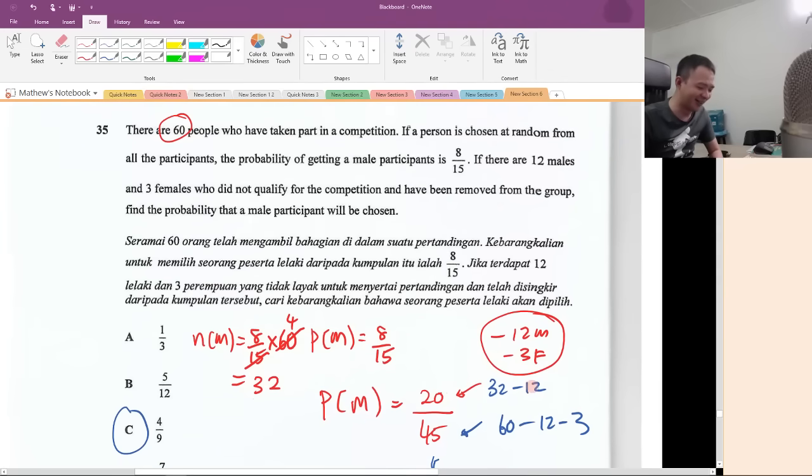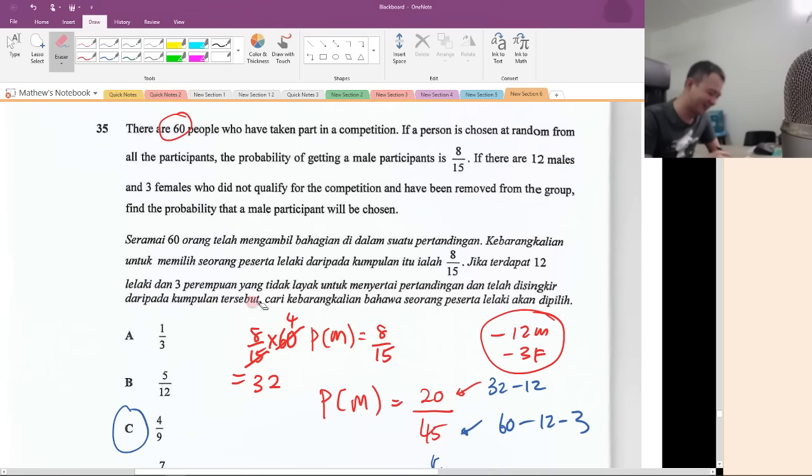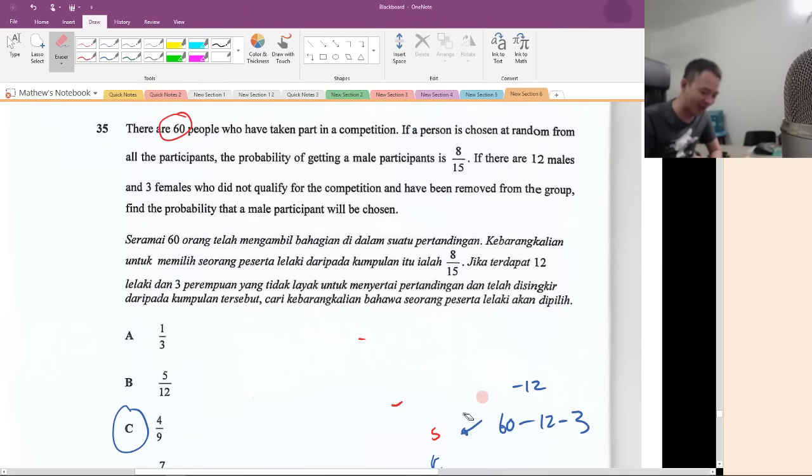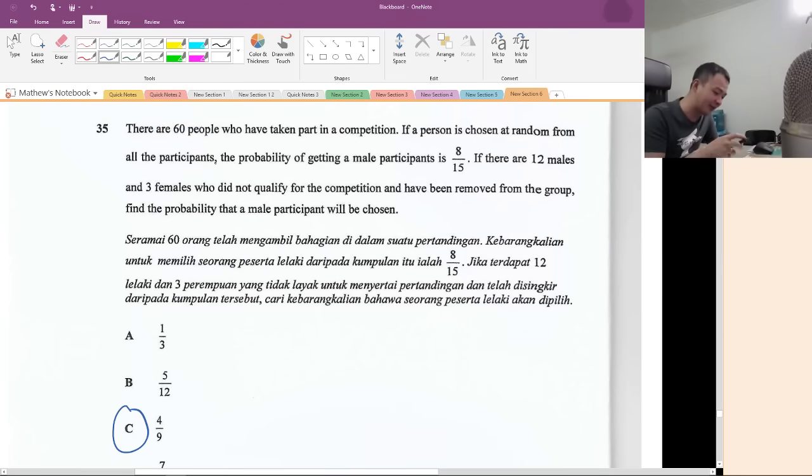Alright, a lot of students don't understand, so let me repeat one more time, step by step. The first sentence says there are 60 people who took part in the competition. So the total you have is 60. If a person is chosen at random from all the participants, so 60 is all the participants, the probability of getting a male is 8 over 15.